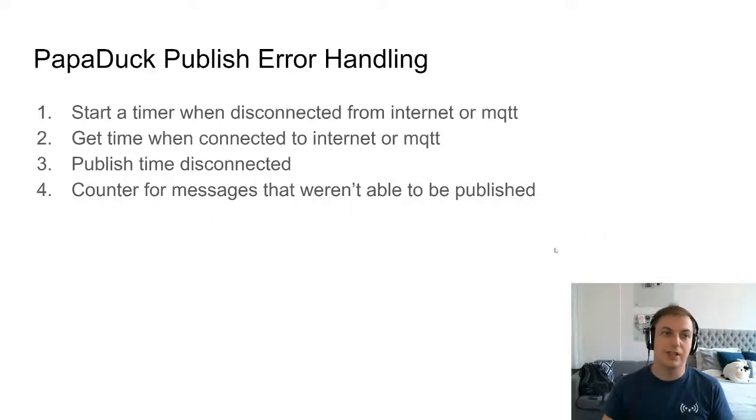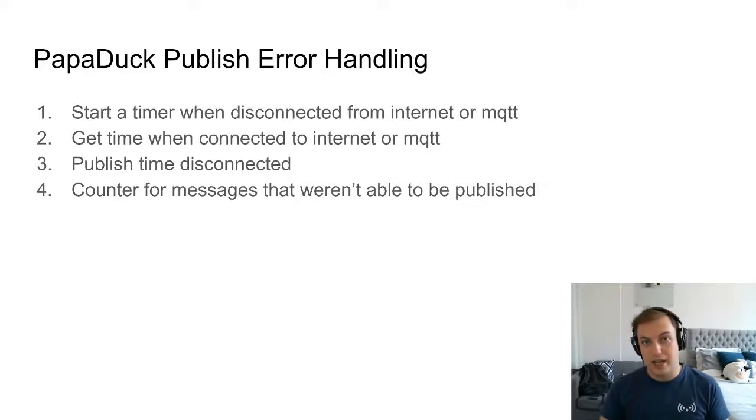So stream 4. What we're going to be working on today is Papa Duck publish error handling. The Papa Duck is our hub where all the information that is transmitted over the network ends up. It is our gateway to the internet. Any messages that are sent over the ClusterDuck network make their way to the Papa Duck, where we then publish to the cloud using MQTT.